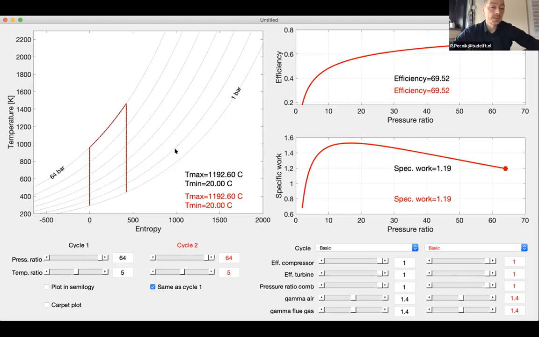Okay, so you see you can easily change these kinds of things here. Change the pressure ratio and the cycles in the TS diagram will change. On the right side, you see the efficiency of that cycle. The MATLAB tool, we will make it available on Google Drive as well. But I'm not sure if you will have access to MATLAB if you are from outside. If you have access to MATLAB, for the people from outside, then of course you can also use the MATLAB tool.